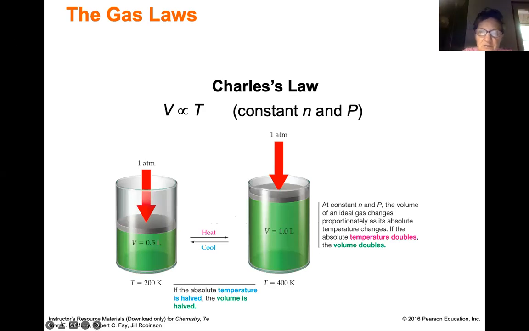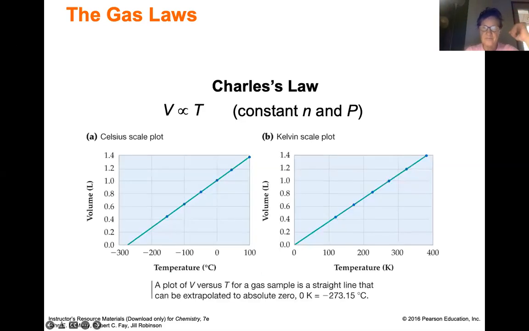Charles' law is another set of experiments where now we're holding pressure and number of moles constant and looking at how volume changes with temperature. And what you see is that if you add some heat so that the temperature goes up, the volume is proportional to the temperature. So volume goes up, temperature goes up. And so that means that if you plot volume versus temperature, you should get a straight line.